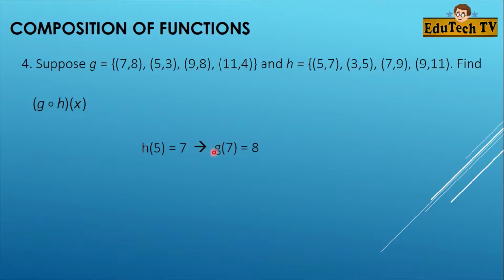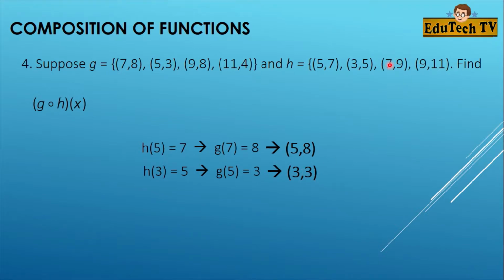Ngayon, titignan natin ano yung g of 7. G of 7 natin is ito. Okay? Yung magiging output niya is 8. So therefore, we have 8 here. Now, since our input is 5, then our output is 8, then we'll be having an ordered pair na (5, 8). Now, since x here is not specified, then we're going to proceed to the next ordered pair here, which is 3. So, h of 3 is equal to 5. Then, titignan natin yung 5 magiging input natin dito sa g. So, that's why we have 3. So, therefore, we have an ordered pair (3, 3).